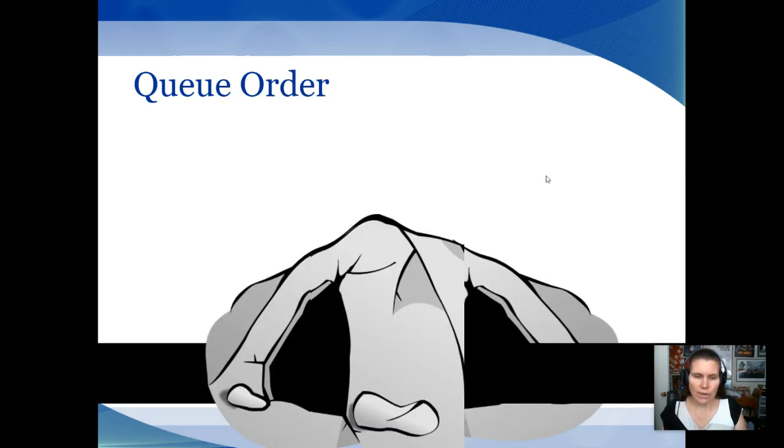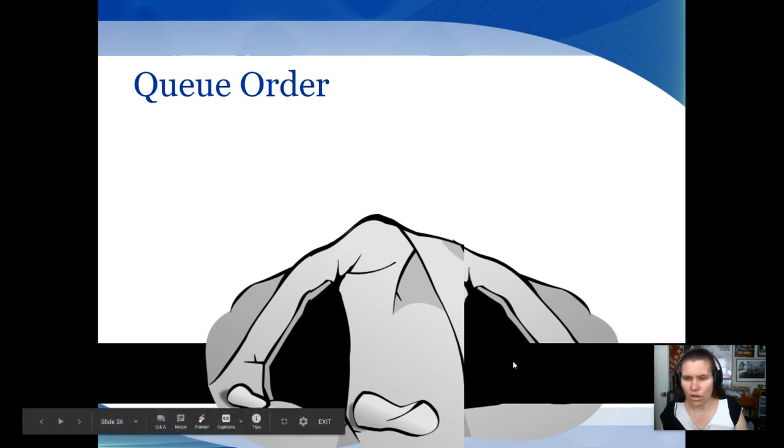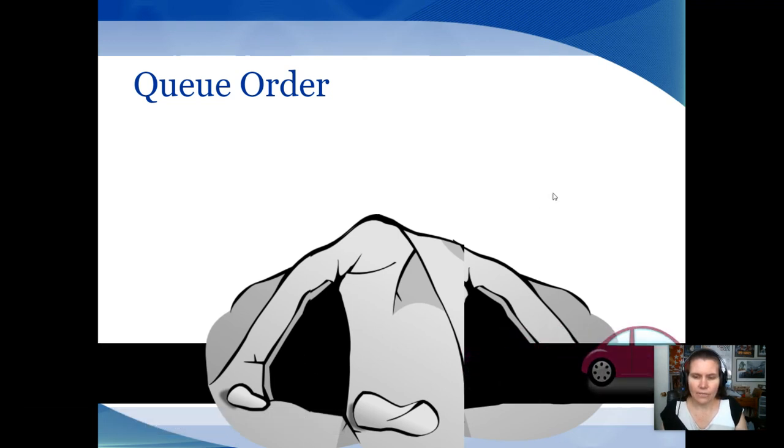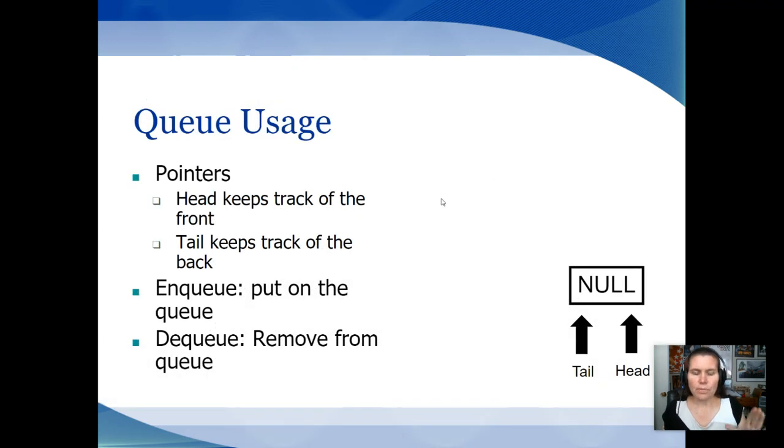So suppose we have a tunnel and a maroon car goes in, and then a red car goes in, and then a blue car goes in. Well, what car is going to come out of the tunnel on the other side first, assuming there's only one lane? That would be the one that went in first, the maroon car, and then the red car, and then the blue car. So let's show you how this works.